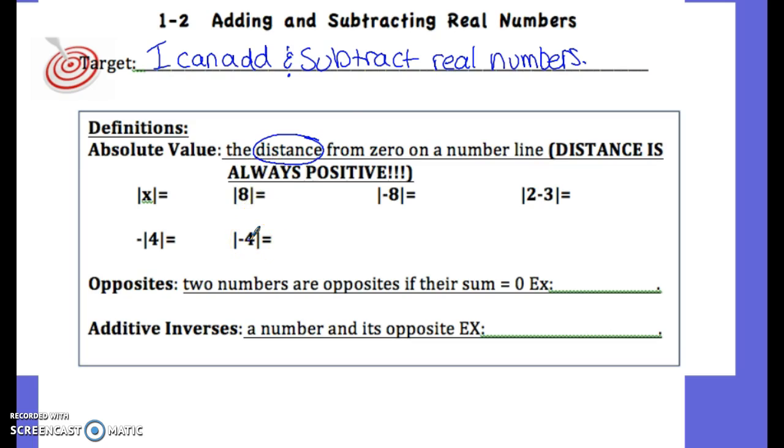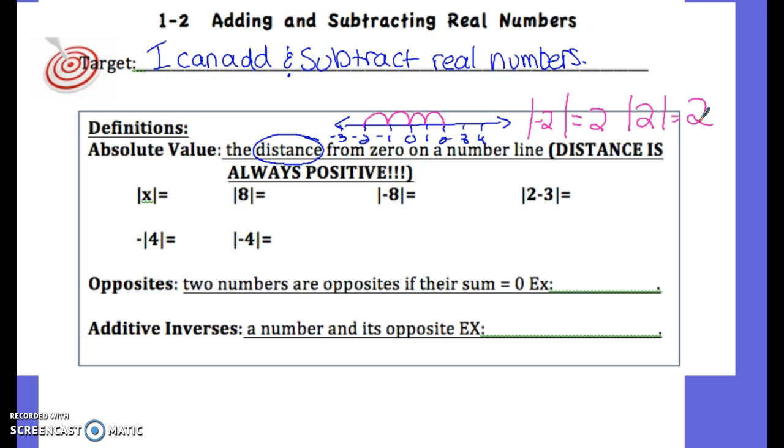Distance is always positive. So if you think about it, if you have a number line, 0 is right here, 1, 2, 3, 4, -1, -2, -3. If I said, what's the absolute value? Absolute value looks like 2 vertical lines. Absolute value of -2. Well, I would count there's 1, 2 spaces to 0, so it'd be 2. But if I said, what's the absolute value of +2? I would count there's 1, 2 spaces, so it's also +2.